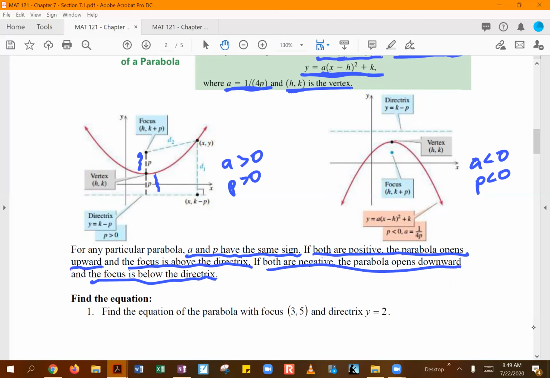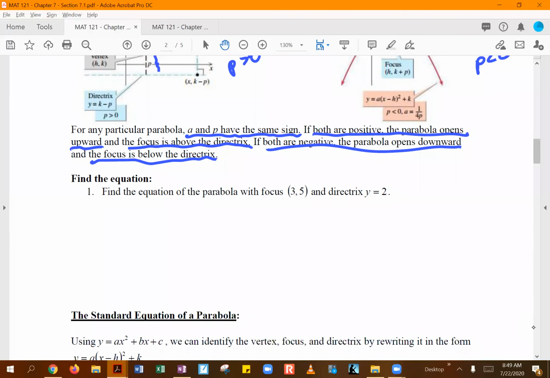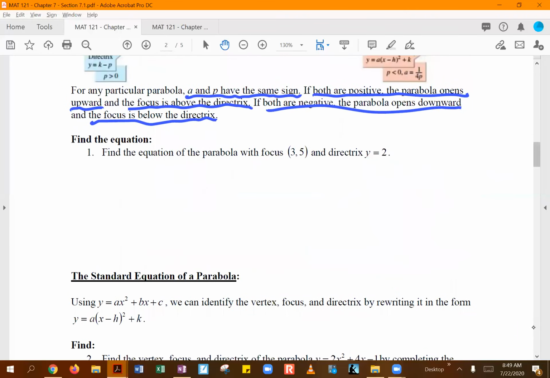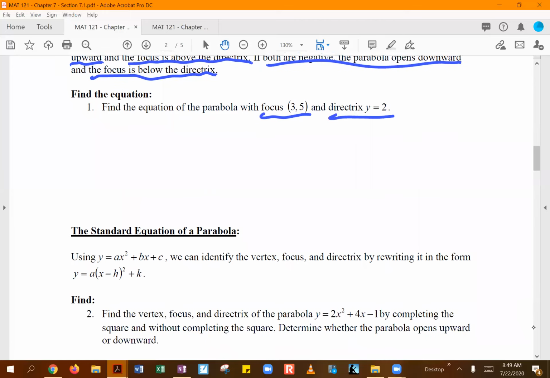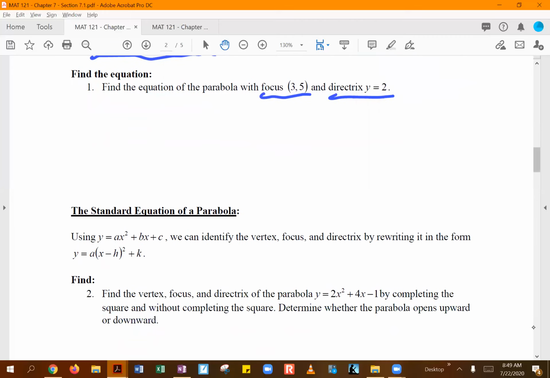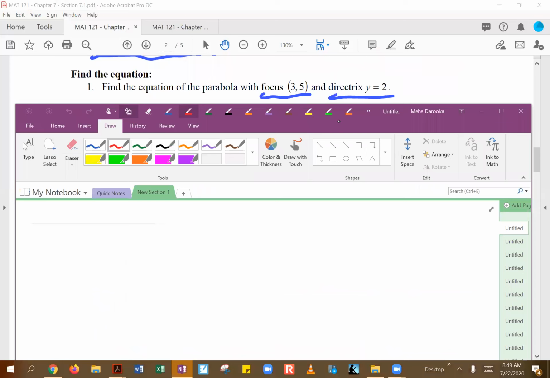All of these properties or characteristics, whatever you want to call them, are going to come in handy when you start looking at questions like these over here. This one is asking us to find the equation of the parabola, and they are giving us where the focus is going to be and where the directrix of our parabola is going to be. So let's see, if they're giving us this information, how can we work backwards to come up with the equation of our parabola.